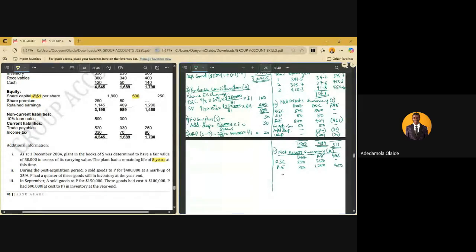Then what else do we have? No fair value adjustment, nothing. So we calculate the total. This should be 1000. This should be 1450. This should be 450.